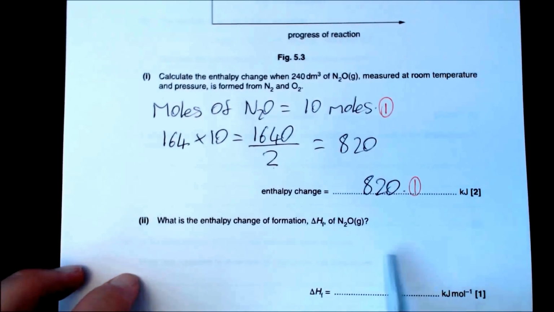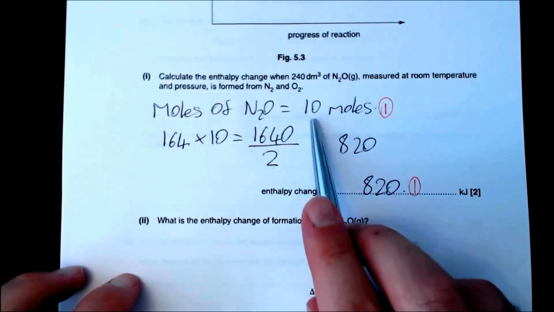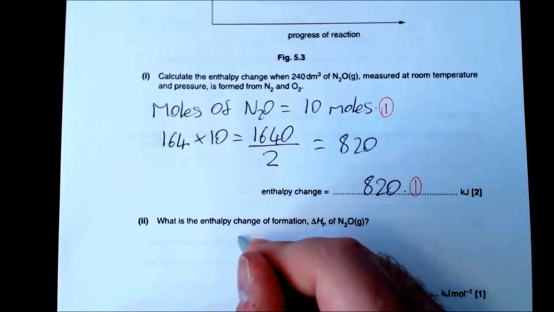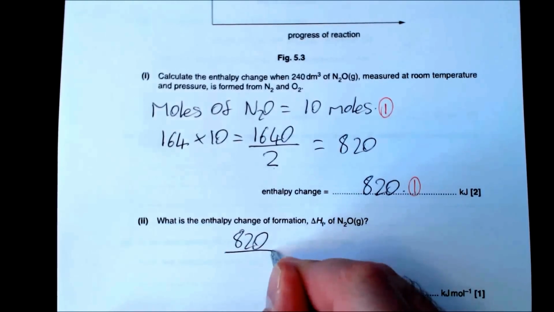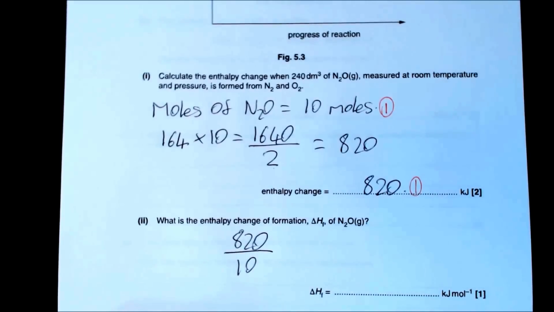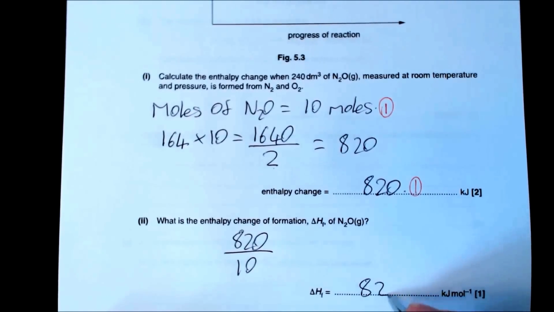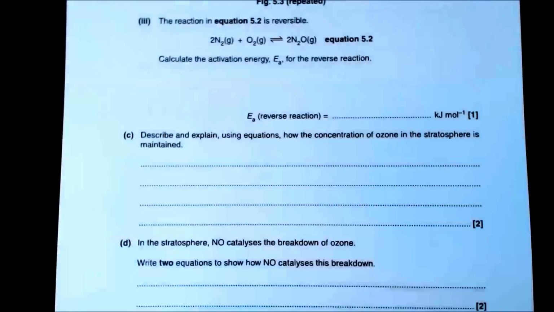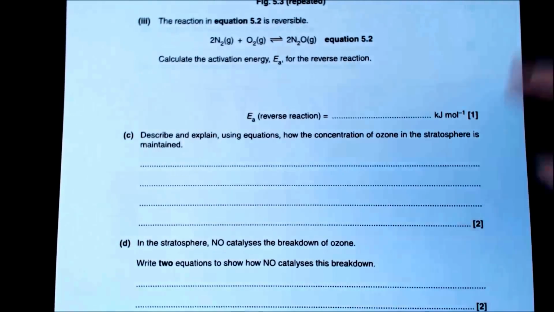this is the energy change. We had 10 moles of this, because that's what we just worked out there. So all we have to do is take the kilojoules bit, which is 820 kilojoules, and we have 10 moles of that, so we divide, and that's going to give us 82 kilojoules per mole for our final answer. Okay, right, on to the next part.